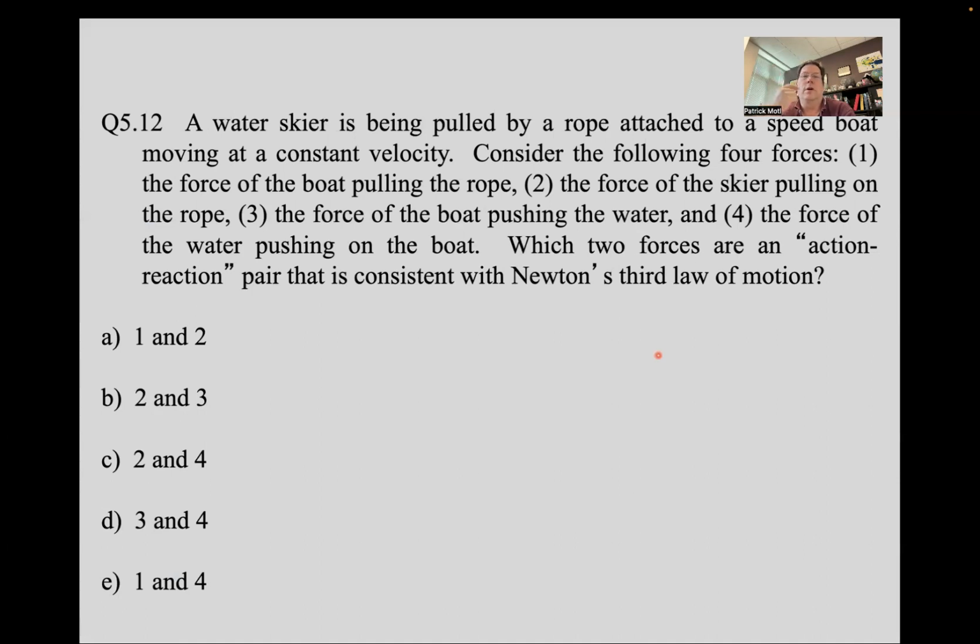Which two forces are an action-reaction pair that is consistent with Newton's third law of motion? There's only one correct answer. So go through and try to figure out which two of the four forces are related together as an action, reaction, or interaction pair consistent with Newton's third law of motion. Once you think you have the answer, consult with your physics friends and see if you have consensus, and then you can unpause the video and we'll talk about the answer.